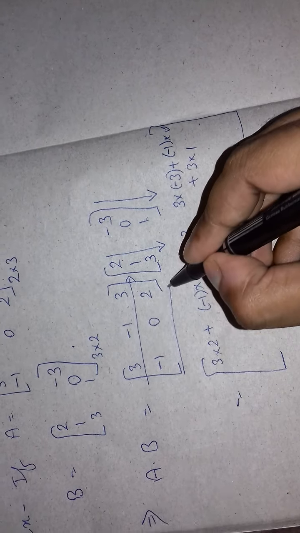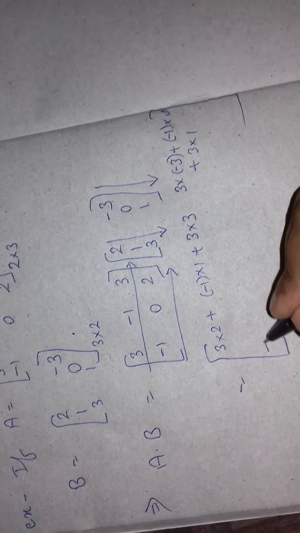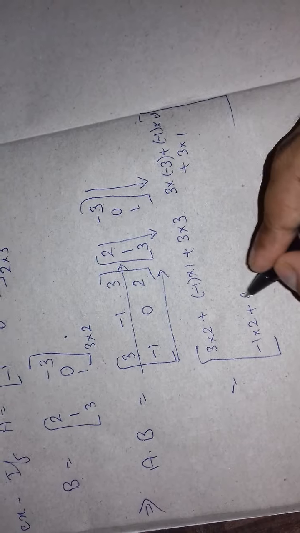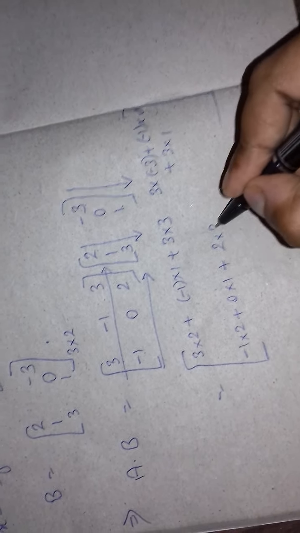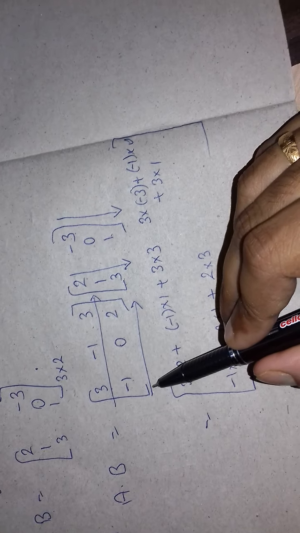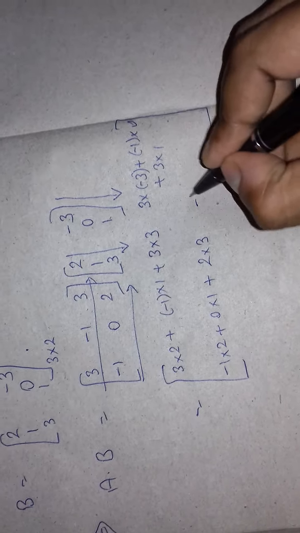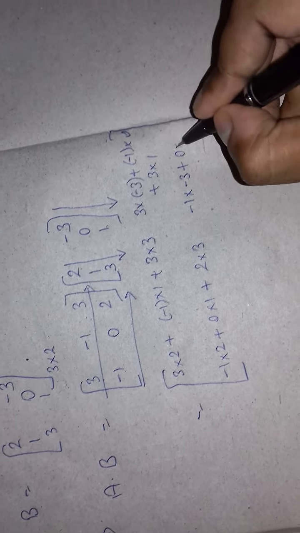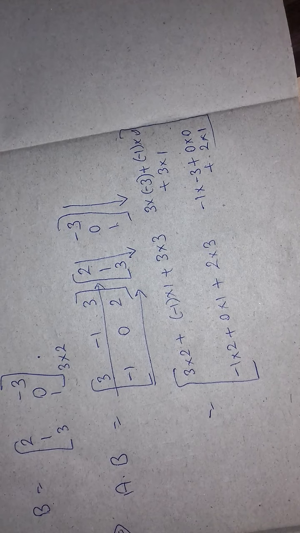Now we will multiply our second row with first column. So minus 1 into 2 plus 0 into 1 plus 2 into 3. Now we will multiply our second row with second column, minus 1 into minus 3, 0 into 0 plus 2 into 1.